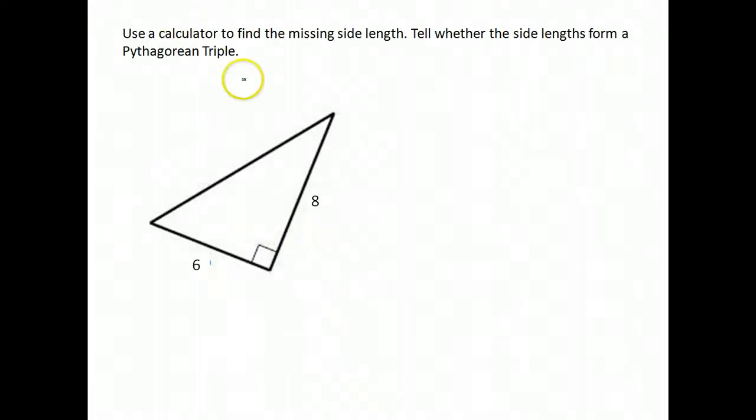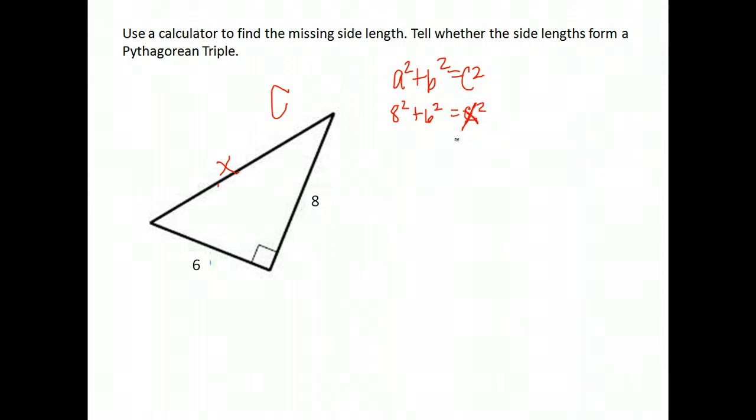Right, use a calculator to find the missing side length and then tell whether the side lengths form a Pythagorean triple or not. So here's our missing side. It happens to be the hypotenuse. Let's use the Pythagorean theorem here. a squared plus b squared equals c squared. We substitute: our legs are 8 and 6, and our hypotenuse we don't know. That's our x value we're trying to find.